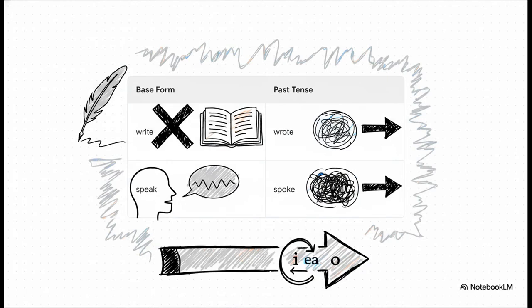Let's look at a couple more of these exceptions. We have the base form write changing to wrote and speak changing to spoke. Do you notice the pattern of the vowel mutations here? The I in write shifts over to an O for wrote. The EA in speak shifts to an O in spoke. So yeah, they completely break the main rule, but they do maintain their own subtle internal logic.